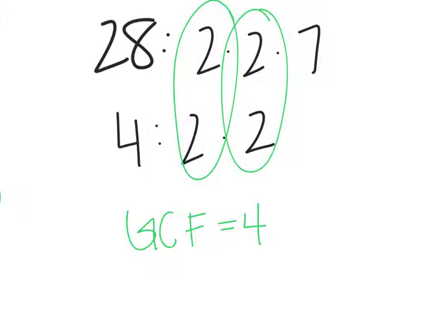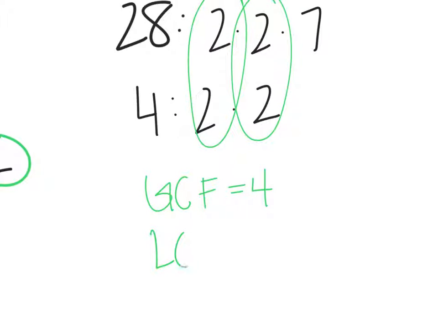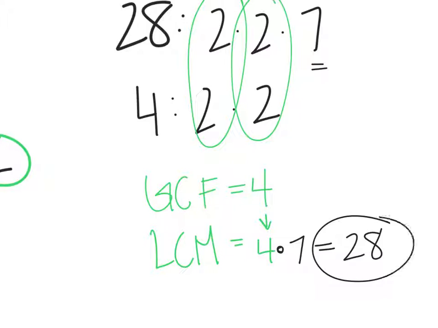Now to get the least common multiple, meaning I'm seeing multiples of these numbers, I have to take my greatest common factor, which is 4, and then I multiply it by whatever's left, and I just have a 7. So 4 times 7 equals 28. And so that is your least common multiple.